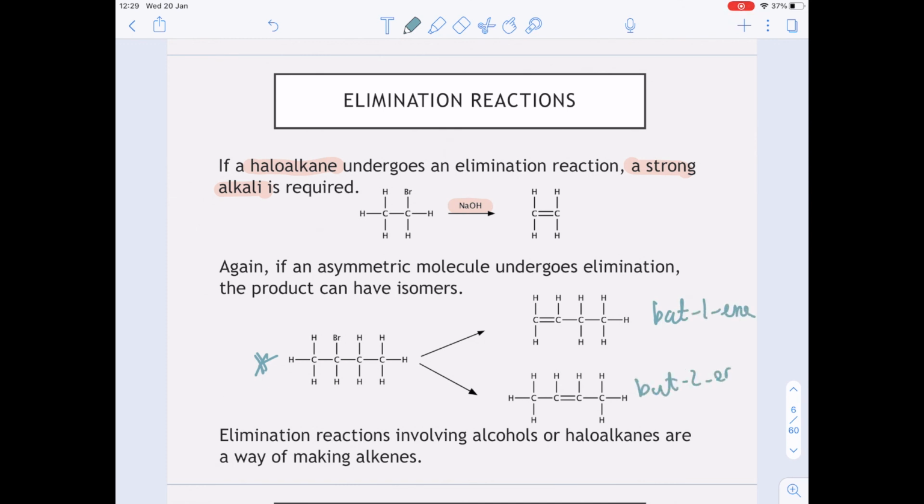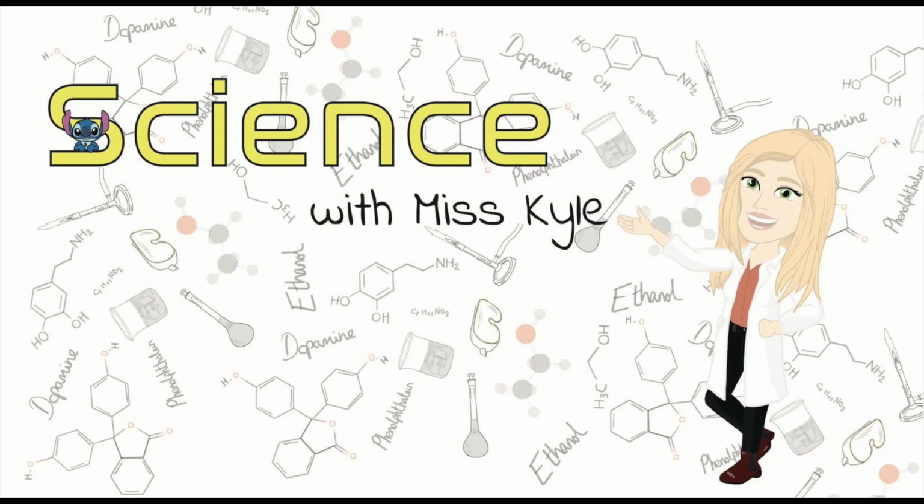So elimination reactions involving alcohols or involving haloalkanes are a good way of making alkenes. So that's another example of how you can make an alkene. And that was just a quick recap of addition reactions from previous knowledge before moving on to some new reactions called elimination reactions.